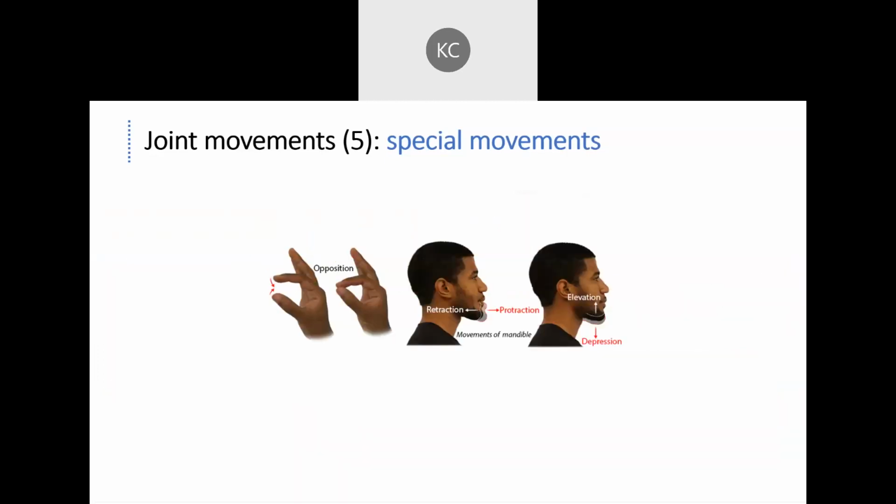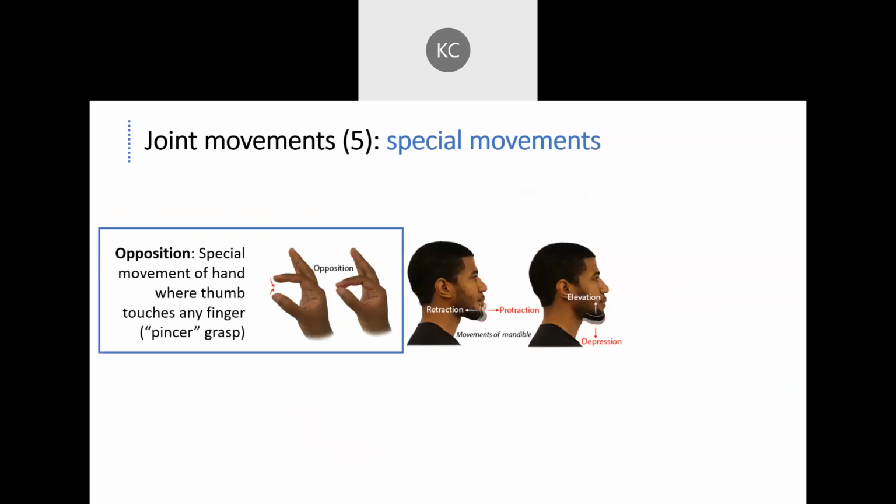Okay. All right. Now we also have movements of the fingers and movements of the mandible. All right. So one is called opposition. Right. So if you think of opposing something, you are putting things together. Right. You're mashing them together. All right. So when you take your thumb and you bring it over to your second digit, your third, your fourth, or your fifth, you are opposing your thumb towards something.